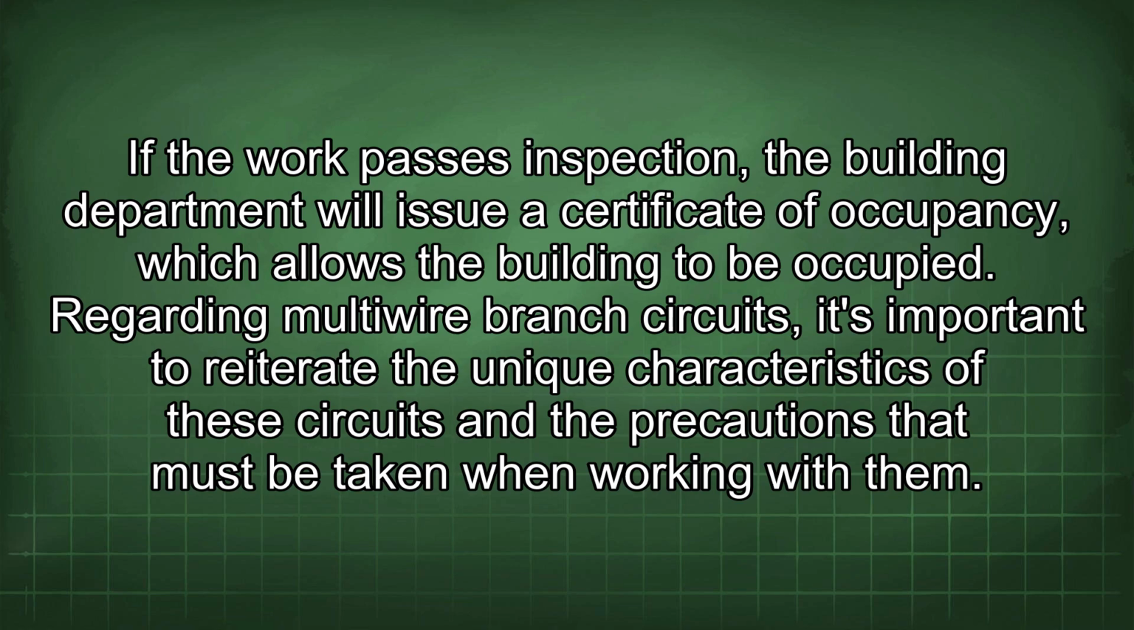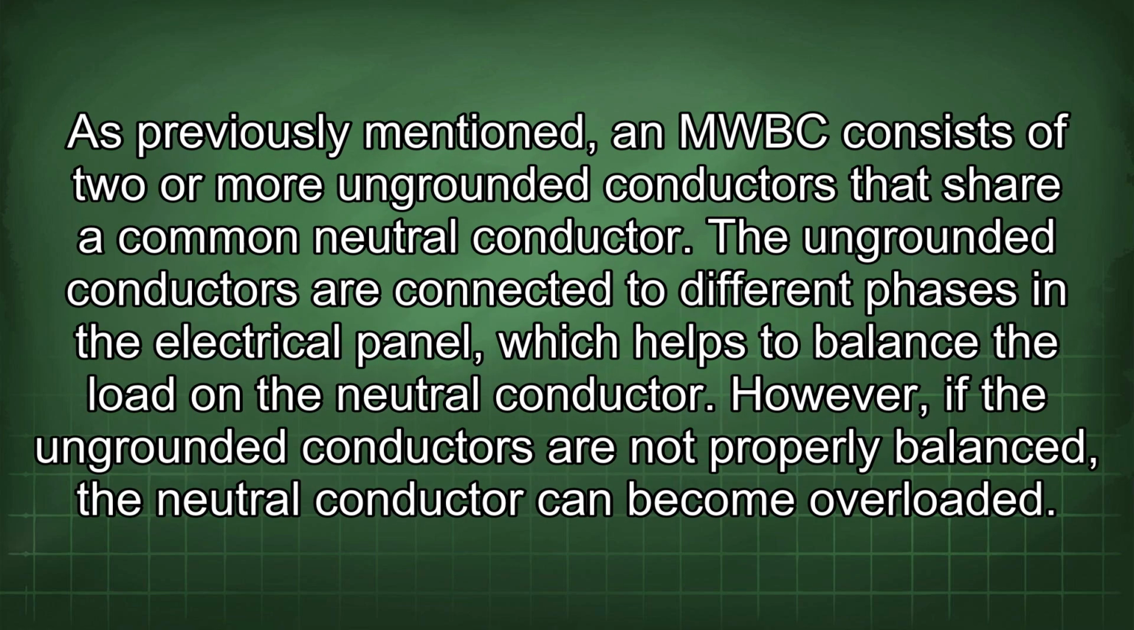Regarding multi-wire branch circuits, it's important to reiterate the unique characteristics of these circuits and the precautions that must be taken when working with them. As previously mentioned, an MWBC consists of two or more ungrounded conductors that share a common neutral conductor. The ungrounded conductors are connected to different phases in the electrical panel, which helps to balance the load on the neutral conductor. However, if the ungrounded conductors are not properly balanced, the neutral conductor can become overloaded.